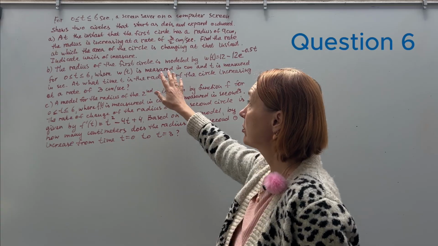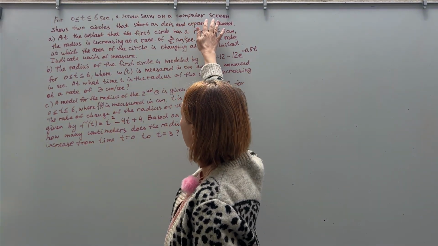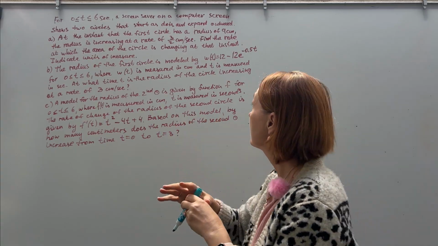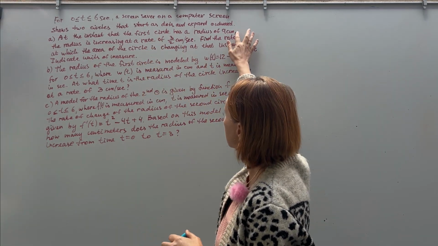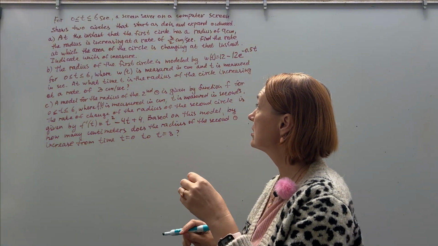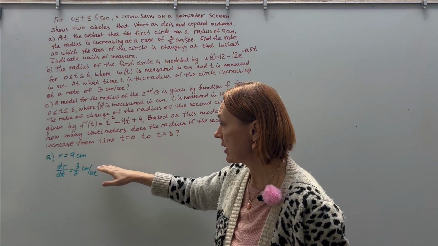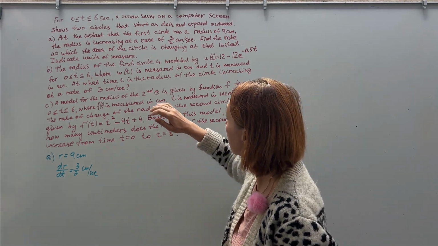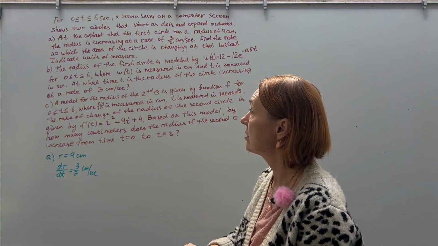That is it. In problem 6, we are given a description of what's happening on the computer screen. There are two circles that start at dots, and then they start expanding. At the instant that the first circle has a radius of 9 centimeters, the radius is increasing at a rate of 3 over 2. So I know already that radius is 9 and dr dt is 3 over 2 centimeters per second. Find the rate at which the area of the circle is changing at that instant.